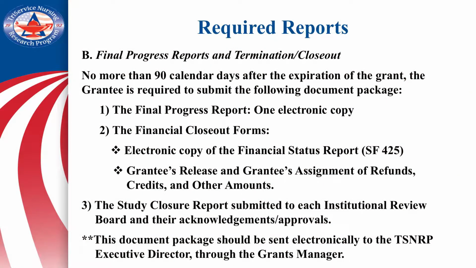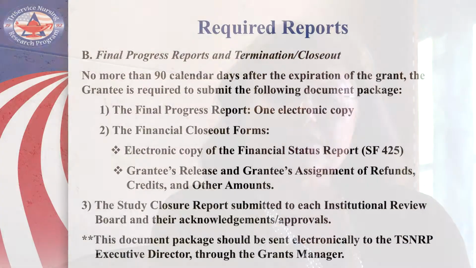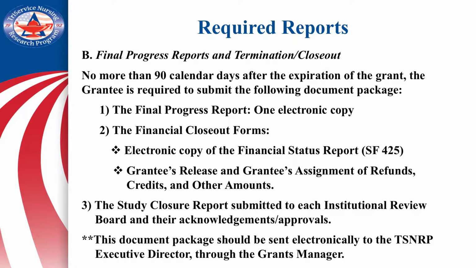For the final report and the termination closeout of your award, you have no more than 90 calendar days after the expiration of the grant to submit the final report, which consists of one electronic copy, the financial closure forms, which have to do with your budget performance, and the grantee's release and assignment of funds. So you have to be able to show that you spent all of your money, how you spent it over the period of your award, and what results you received in this final report.